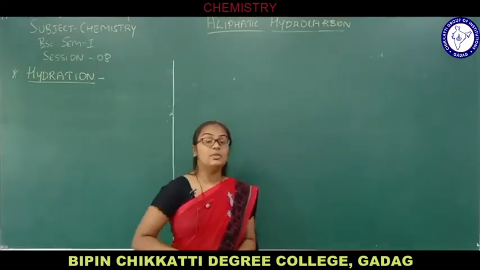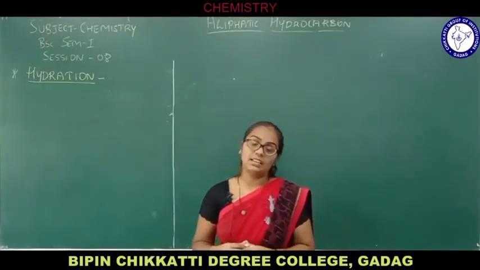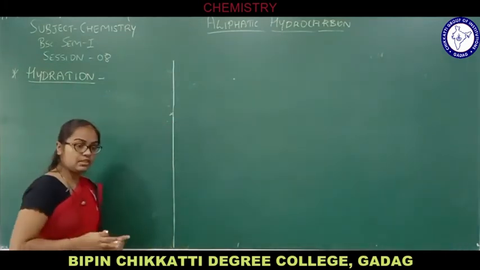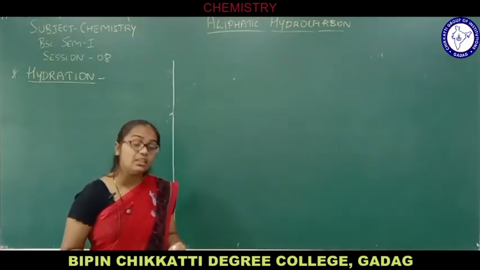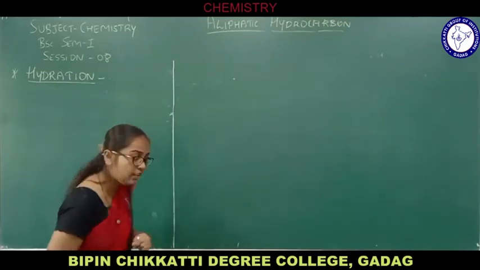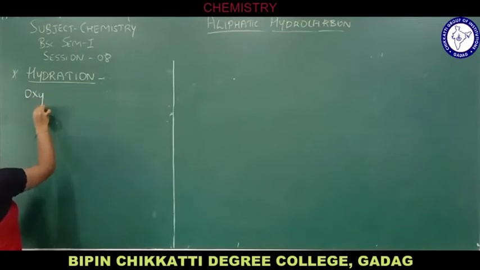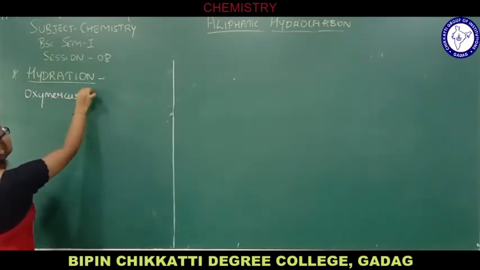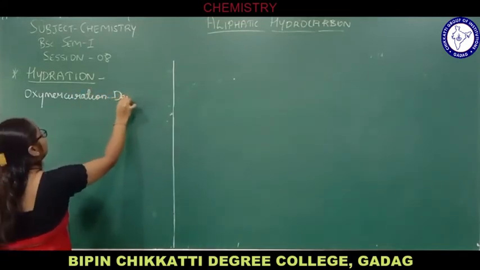Okay students, we'll study the next topic, which comes under hydration, and the name of this topic is oxymercuration, demercuration. This is the methodology adapted for the preparation of alcohol from the olefin. So what is the name of the topic? That is oxymercuration and demercuration.